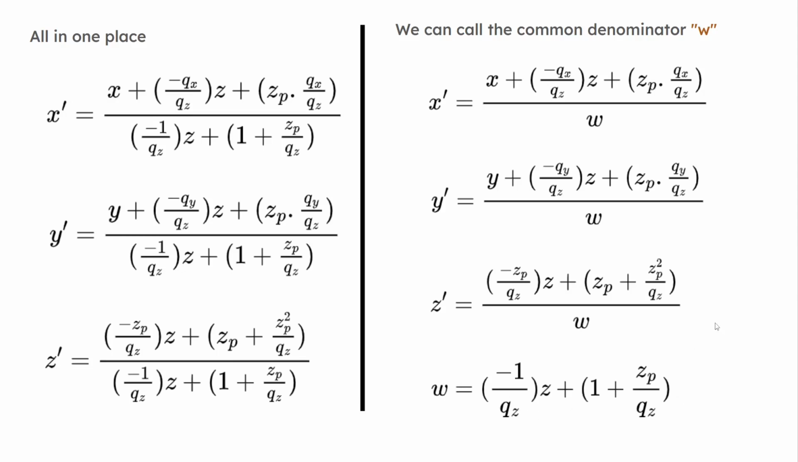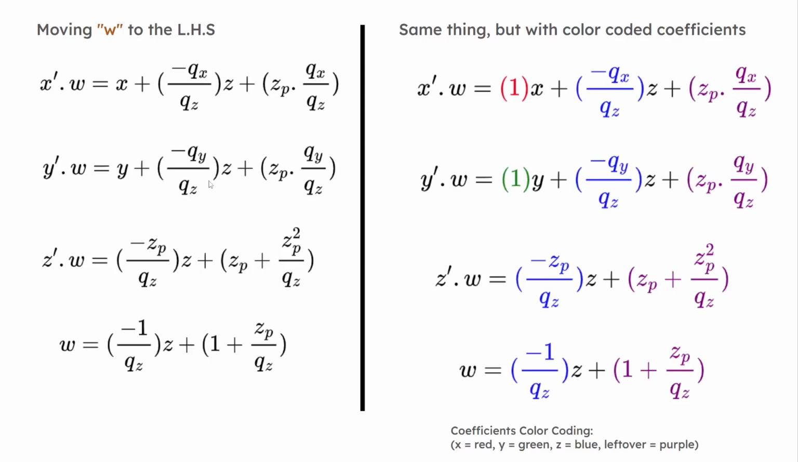The next step we did was move w to the left hand side, which will make x prime into w, y prime into w, and z prime into w. We don't need to do this for w because it doesn't have any denominator to begin with. So we have done this here. We move w to the left hand side. We got 4 equations. Now we can build our matrix.